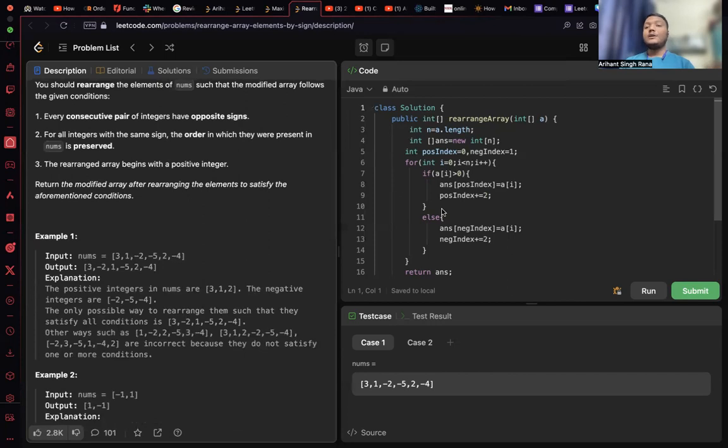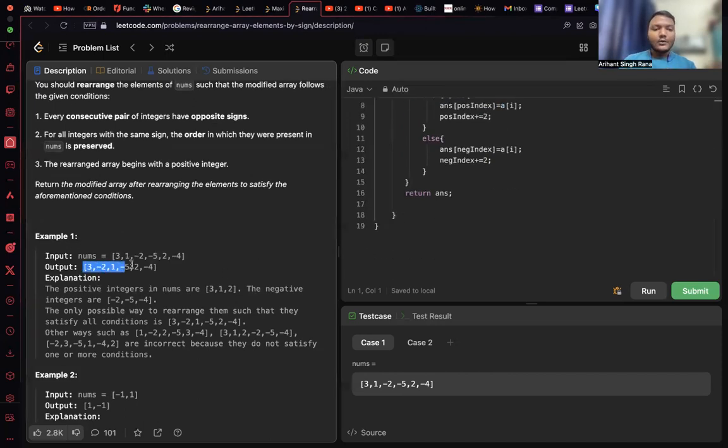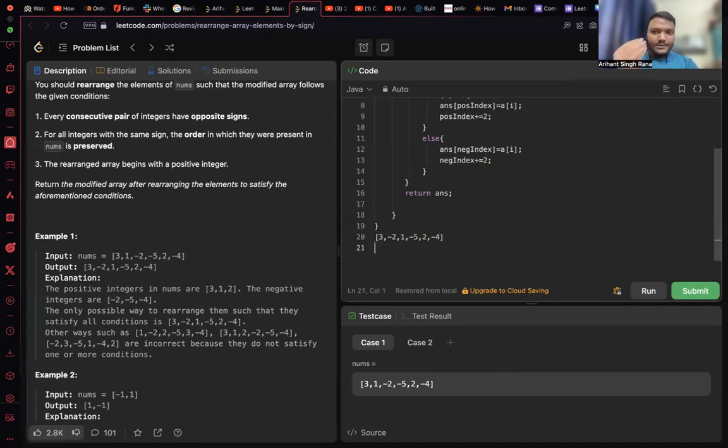Now, coming to the solution. Let me first tell you what exactly I am doing in this question. If we take the answer array, like this, this is our answer array. Let's observe the indexes of positive numbers only inside the answer array. The first positive number is 3, so its index is 0. The second positive number is 1, and its index would be 2. The third positive number is 2, and its index would be 4.